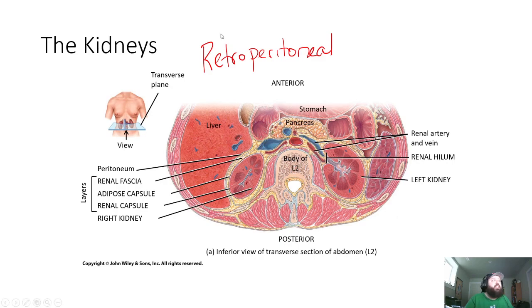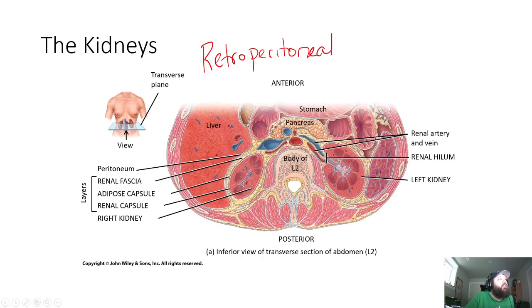Okay, so the renal capsule is what immediately surrounds the kidney. So it's the most superficial layer, the outer layer of the kidney, I should say. It's dense irregular connective tissue. It's a smooth, transparent sheet. It's continuous with the ureter, and it also offers protection and holds the shape of the kidney.